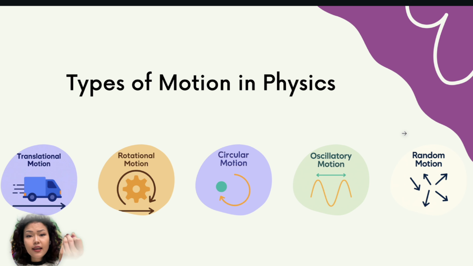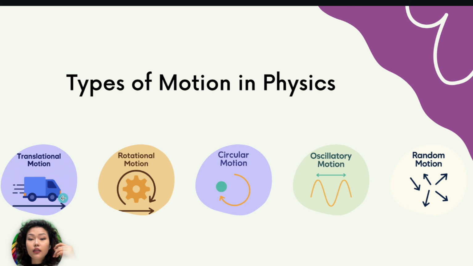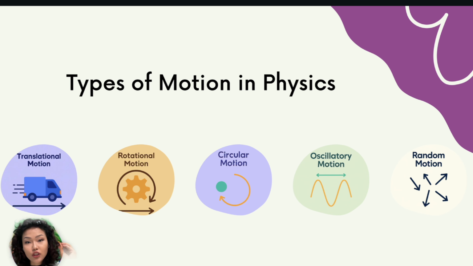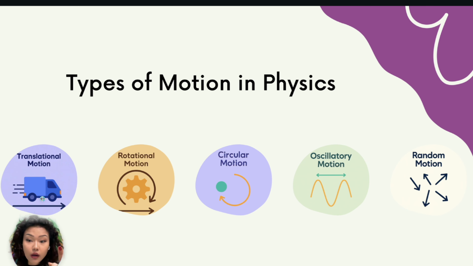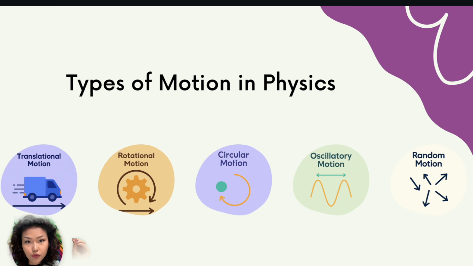Actually, we have 6 types of motion in physics, but we are not taking Brownian motion yet because it's a topic from 11th grade. Let's talk about each type one by one. First, translational motion, as we can see, there's an example of a truck. Translational motion refers to movement where every point of an object moves the same distance in the same direction. So if we take some car or truck, as I said, it moves only in one direction. It only has one line of movement.